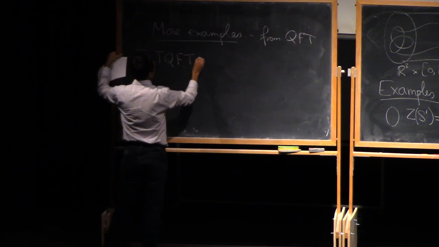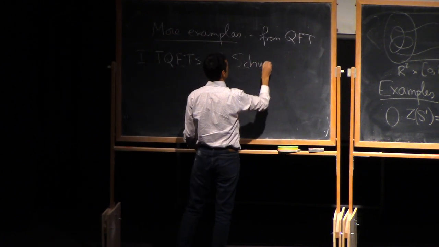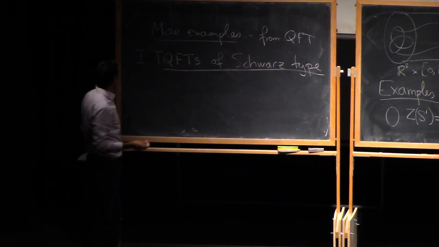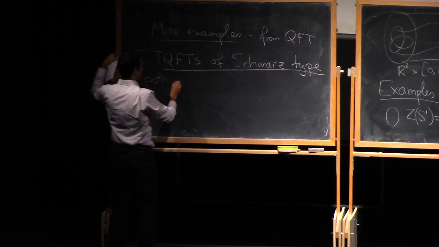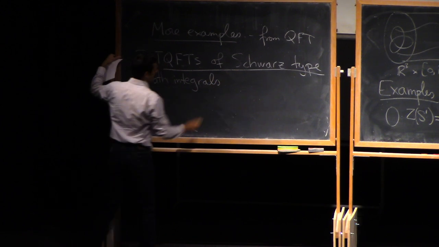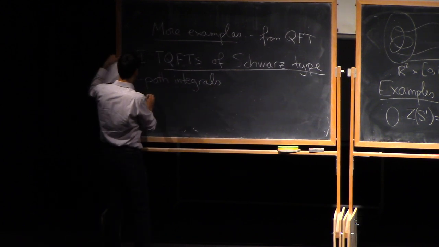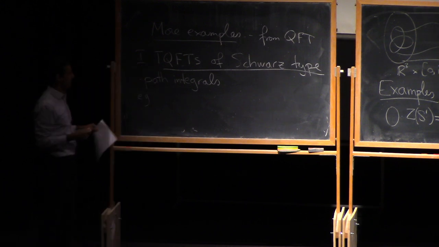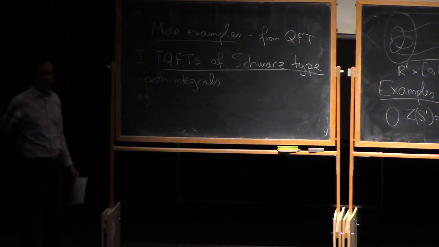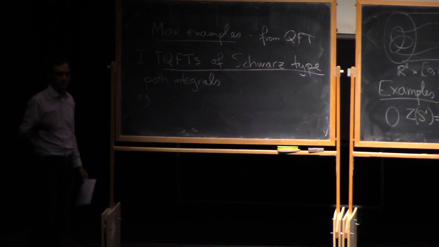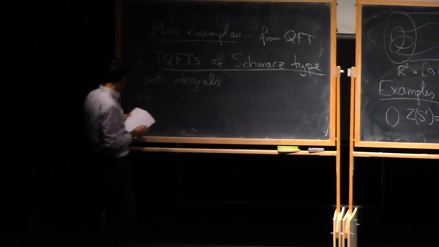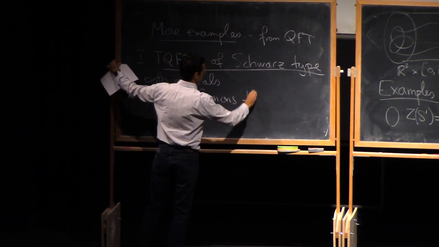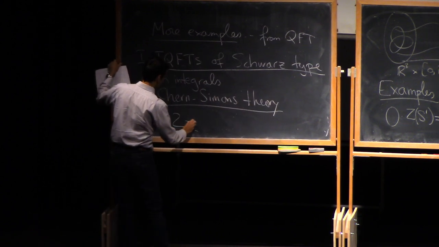First of all, we have TQFTs of Schwarz type, which are based on path integrals. Basically what this says is that, at least for closed manifolds in dimension d plus 1, the numbers that you're supposed to get are given by a path integral, by an integral over an infinite dimensional space of paths, the kind of thing that you study in quantum field theory. So the typical example is Chern-Simons theory. This is a 2 plus 1 dimensional TQFT.